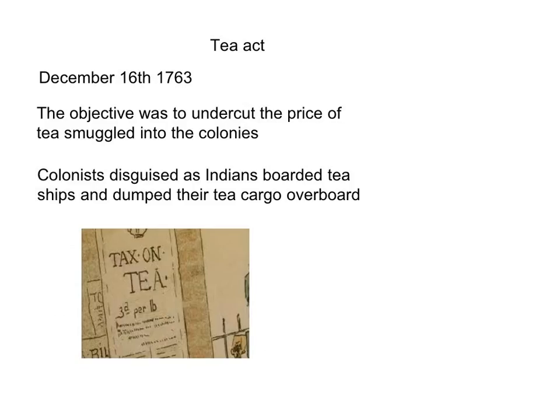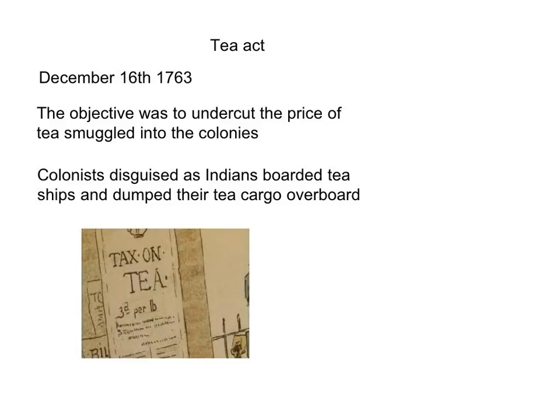The Tea Act was an act of Parliament of Great Britain whose objective was to undercut the price of tea smuggled into North American colonies. The colonists objected to the Tea Act for a variety of reasons, but especially because they believed it violated their rights to be taxed only by their own elected representatives.